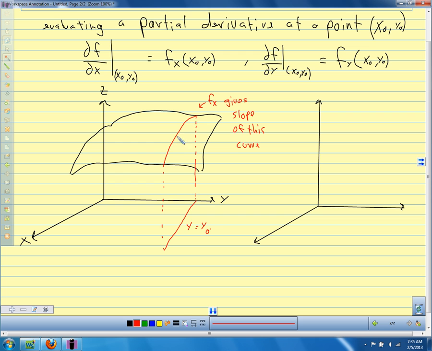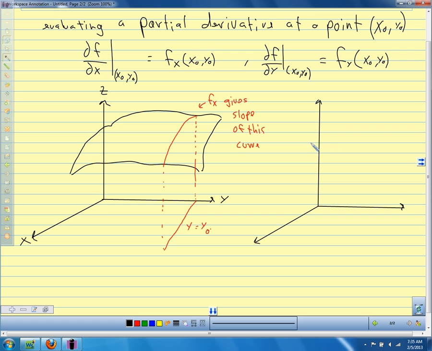So we're holding y constant. The partial with respect to x gives us the slope of this curve with y constant. So it's telling us how the surface changes when we hold y at this particular value. And we do the same thing over here.